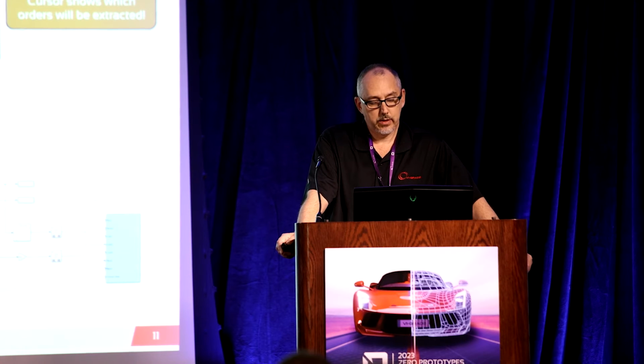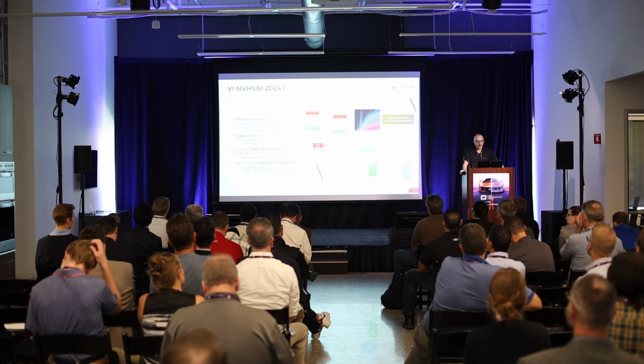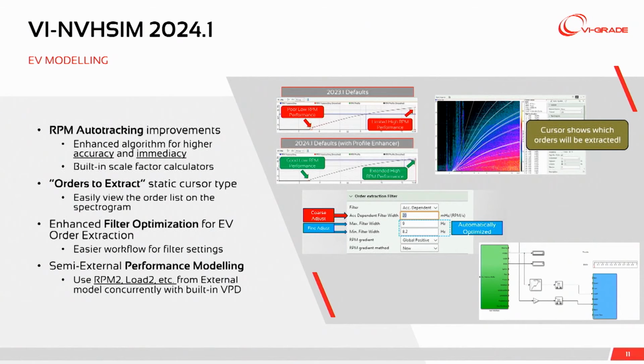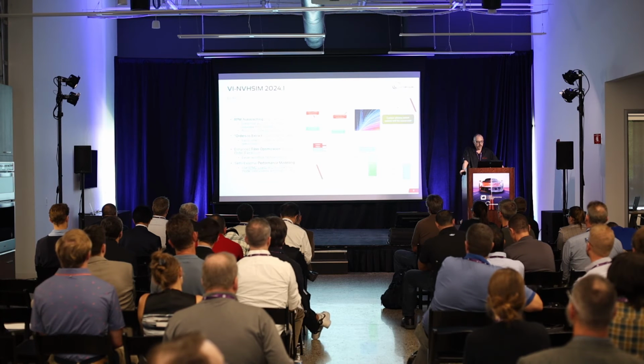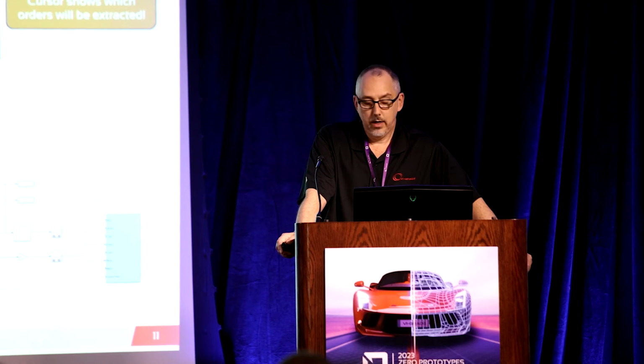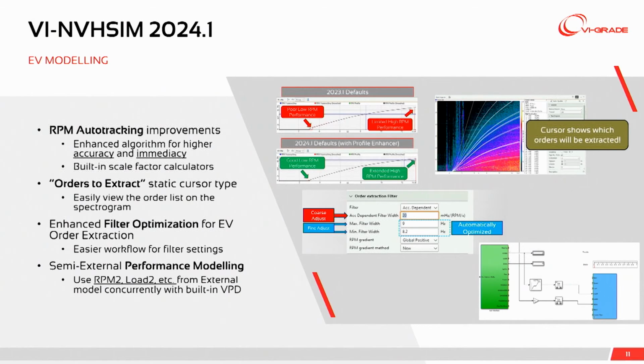In the pre-processing, there's some orders to extract cursors that help you identify which orders you're going to pull out of the data to process into your NVH models. And then work that can be done around those orders on filter optimization for the extraction itself. And then finally, there are some performance modeling improvements that allow external models to define multiple RPM and load signals that can be used to help drive multiple source responses inside the NVH model.